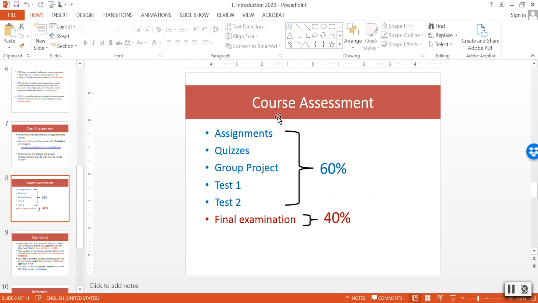In terms of the course assessment, there are a few assessments that I will do: the assignment, quizzes, group project, test 1 and test 2, and these represent 60% of the total marks, while the final examination will represent 40%. So in total, these are 100%. You can see here I also include a group project, which will be updated by me later. For the time being, just focus on the videos that I will upload from time to time.